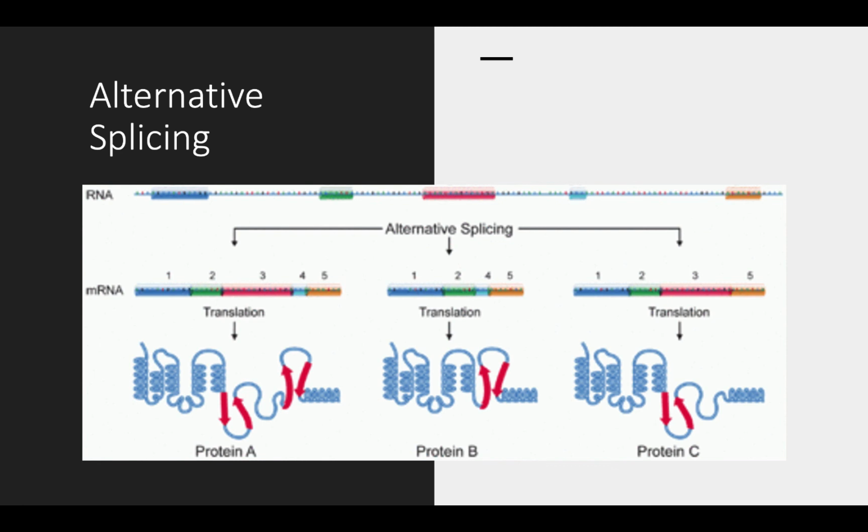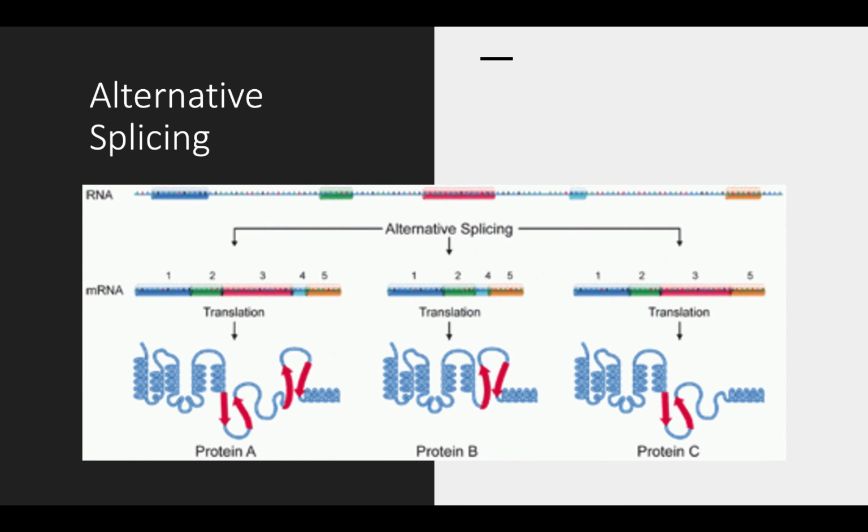This increases the complexity of eukaryotes compared to prokaryotes. This is the reason why we have exons: to produce many proteins from the same gene. So one gene does not give you just one protein. Alternative splicing gives you multiple proteins from the same gene.